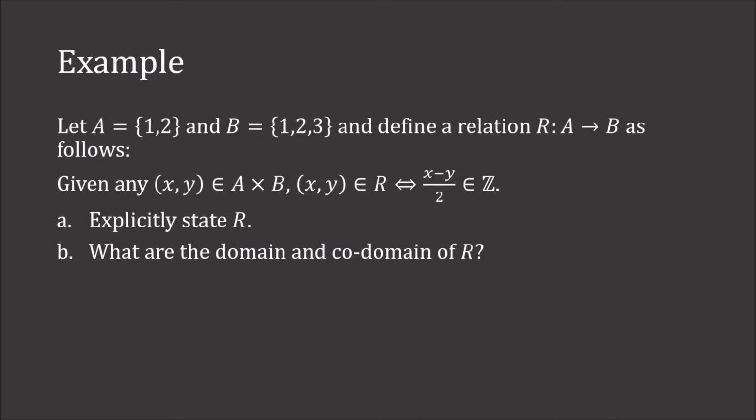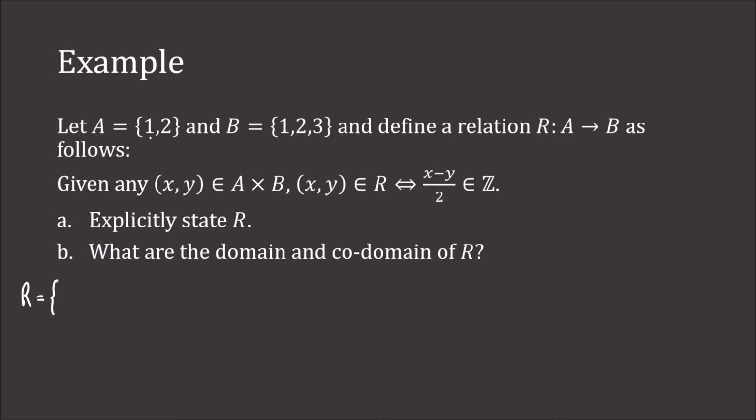So let A be the set {1, 2}, let B be the set {1, 2, 3}. Define a relation R from A to B as follows. Given any (x, y) in A cross B, (x, y) is in R if and only if (x minus y) over 2 is an integer. We will explicitly state what R is, and then state the domain and codomain of R. So first, let's state R. So remember, we're going from A to B.